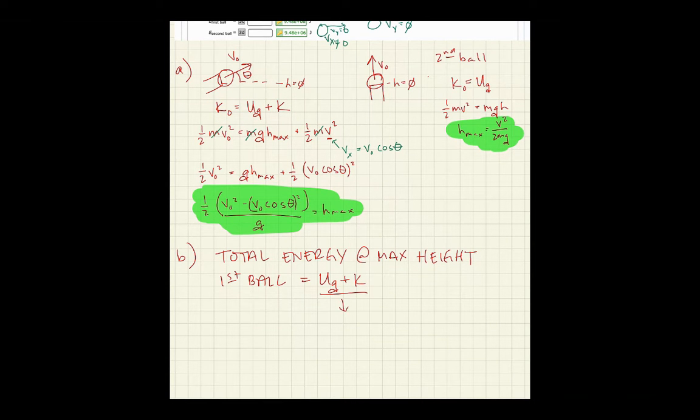All I really need to solve for is K initial. And K initial is super easy. K initial is just 1/2 mv naught squared. So that would be my total energy. And because both balls start with the same gravitational energy of 0, both balls have the same initial kinetic energy and the same total energy. So that's actually my answer for both parts of this problem. The total energy is going to be equal to 1/2 mass times the initial velocity squared. Done.